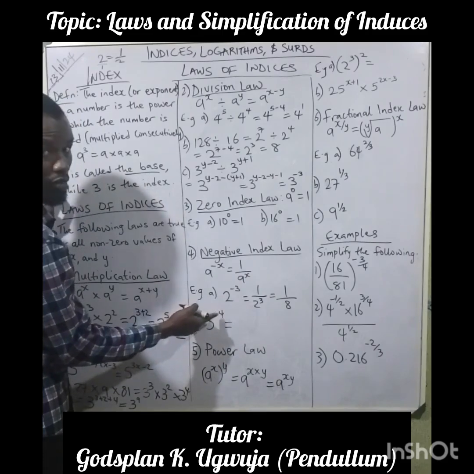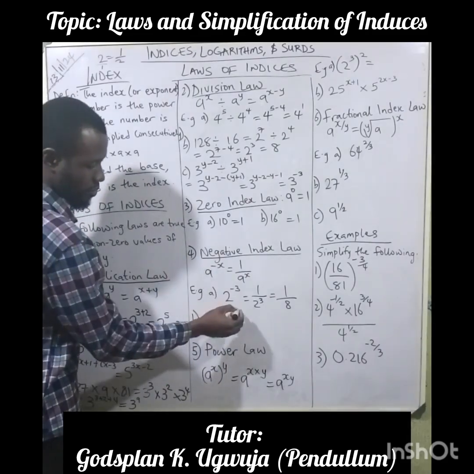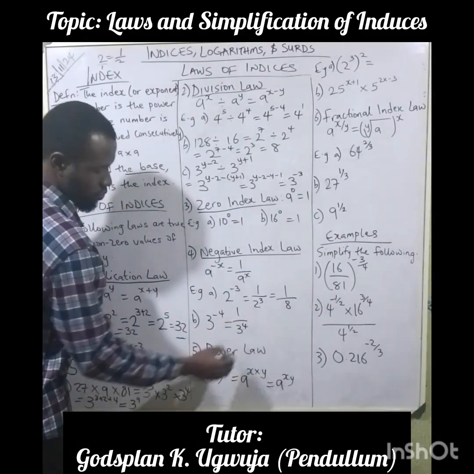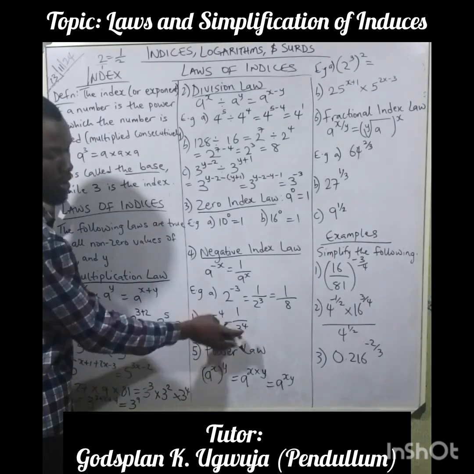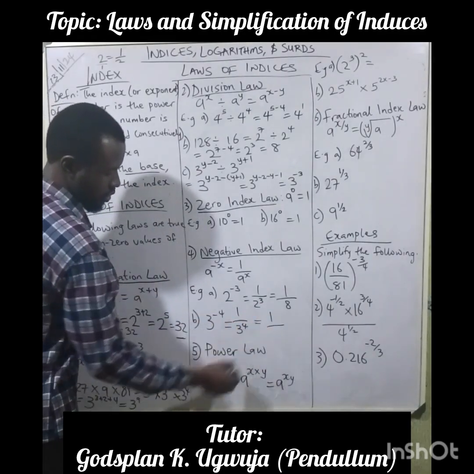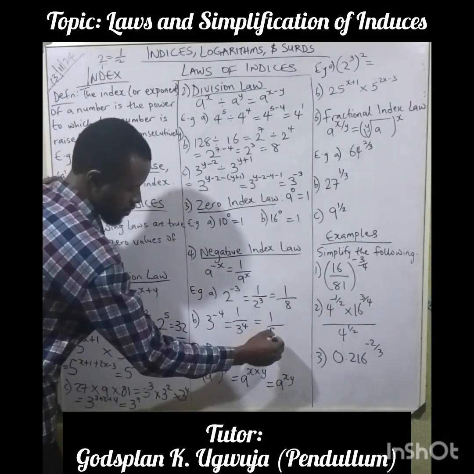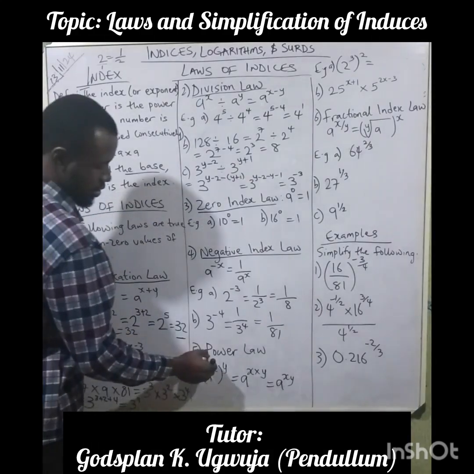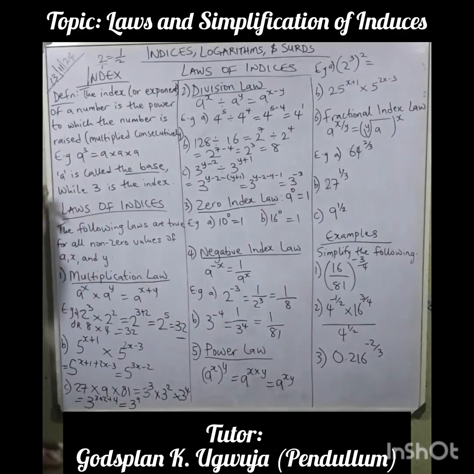Now we have 3 raised to the power minus 4. I told you minus itself means 1 over. Then 3 raised to the power 4. Write the base and the power under. And this will give you 1 over 81. I hope you're finding this easy. I don't think there's anybody that would not understand this, because it's quite simple.